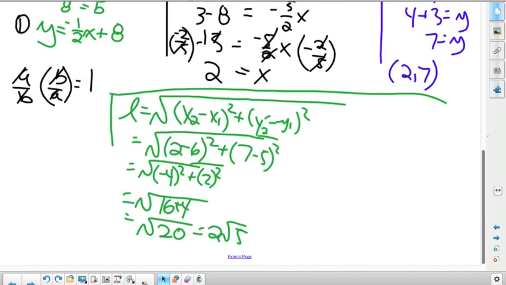So finally you got the answer to the length is square root of 20. Leave it in radical form. You know what? If this was a word problem, you would actually want a decimal.